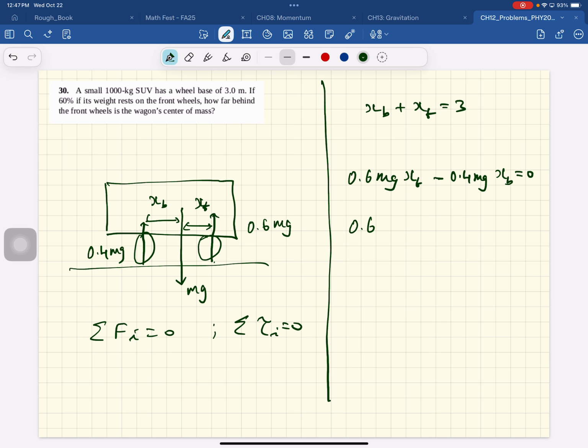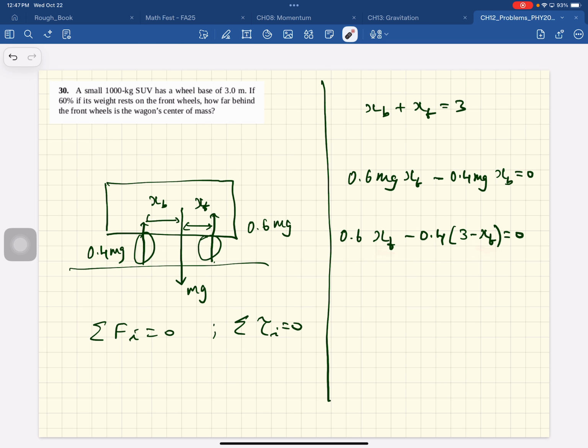The mg cancels. So you have 0.6 xf minus 0.4 xb, which is 3 minus xf, equal to 0. And now you can solve for xf. So 0.6 xf equal to 1.2, oops.